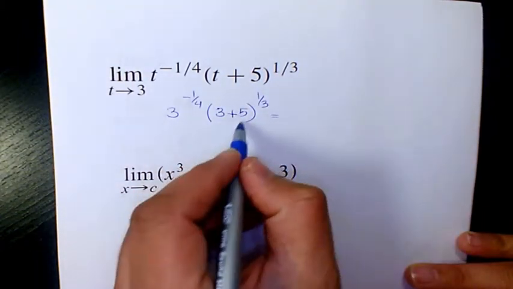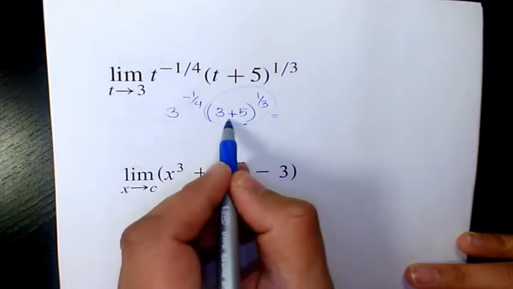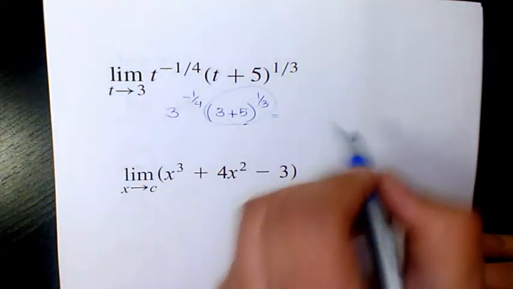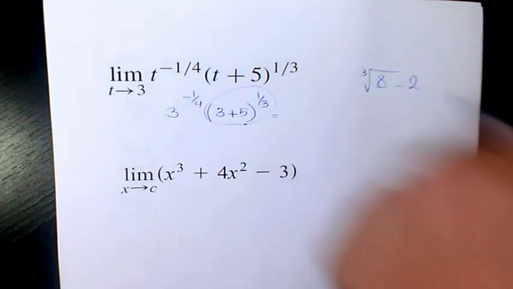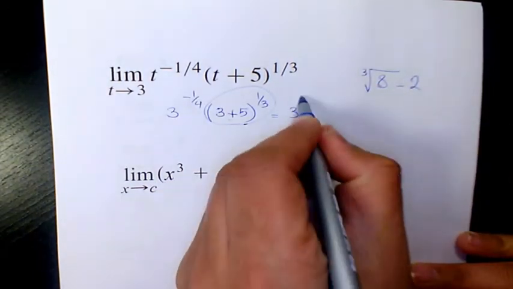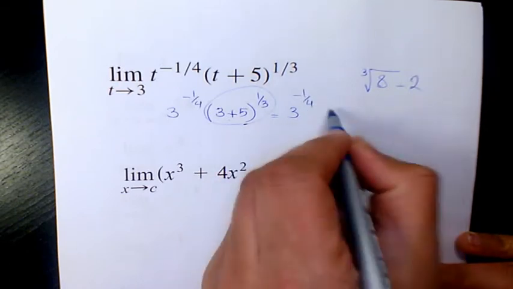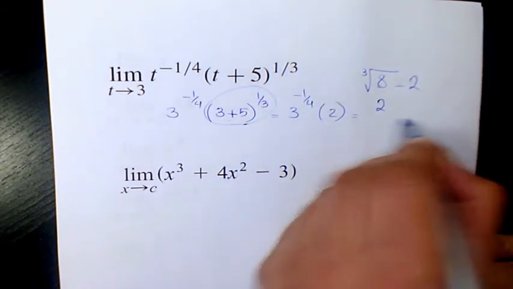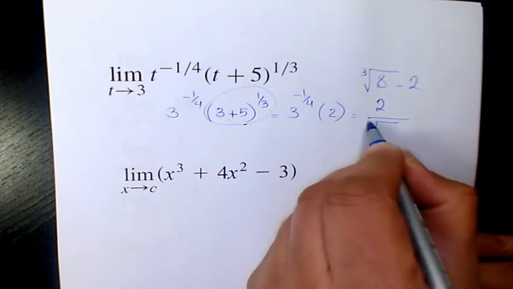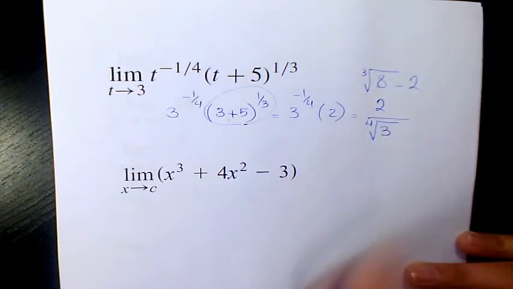That's going to be, this part is going to be 8 to the power of 1/3, which is going to be cube root of 8, and that's going to be 2. So it is going to be 3 to the power of negative 1 over 4 times 2, or you can say 2 divided by 4th root of 3.